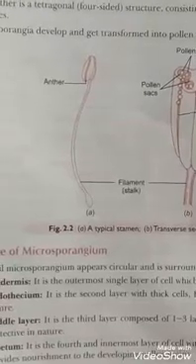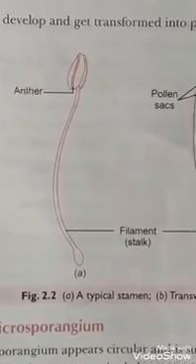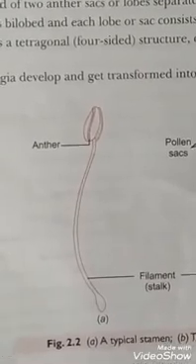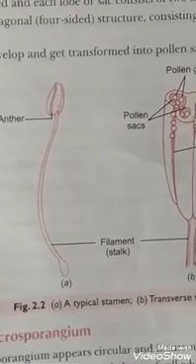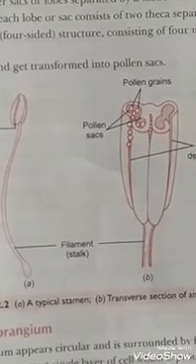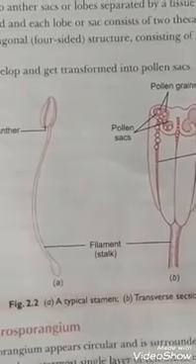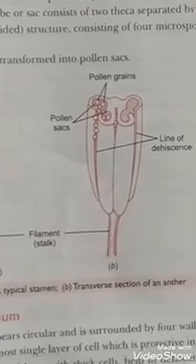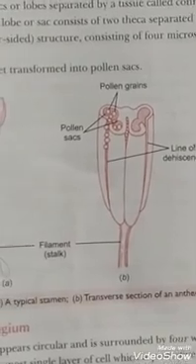We will learn about microsporogenesis. Microsporogenesis is the process of formation of microspore in microsporangia. As I told you, in the case of flowering plant, microspores means pollen grain. And these pollen grains are produced inside the anther of stamens.